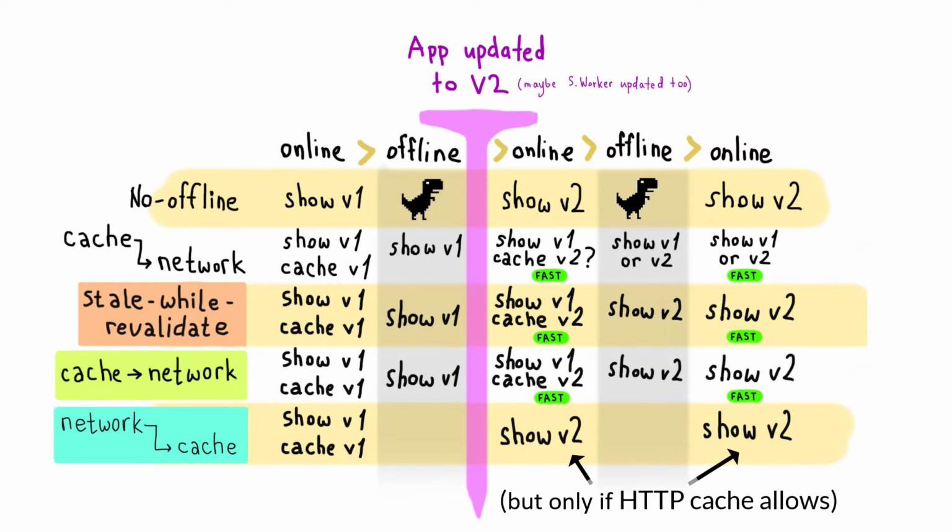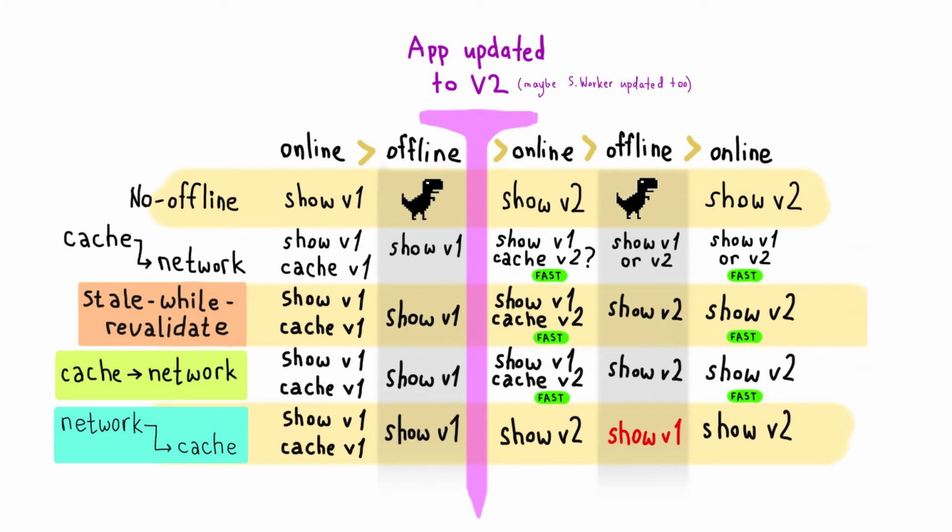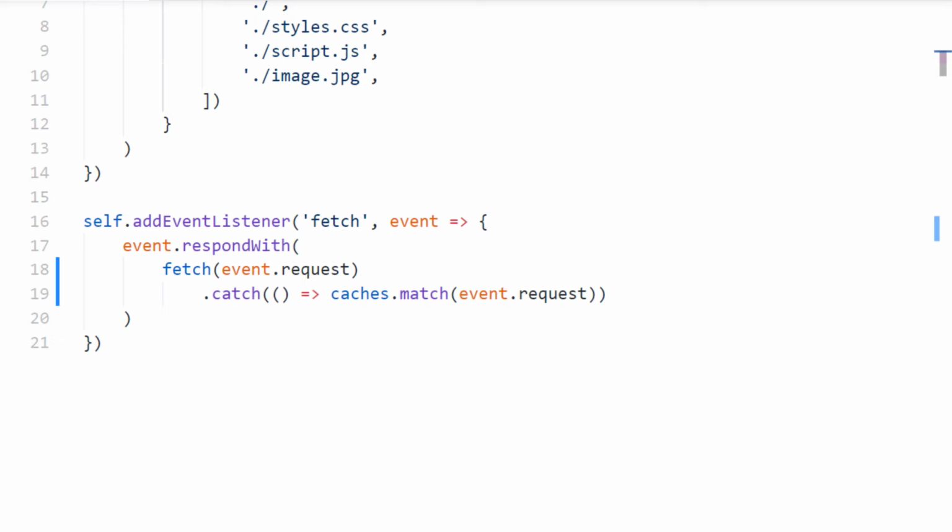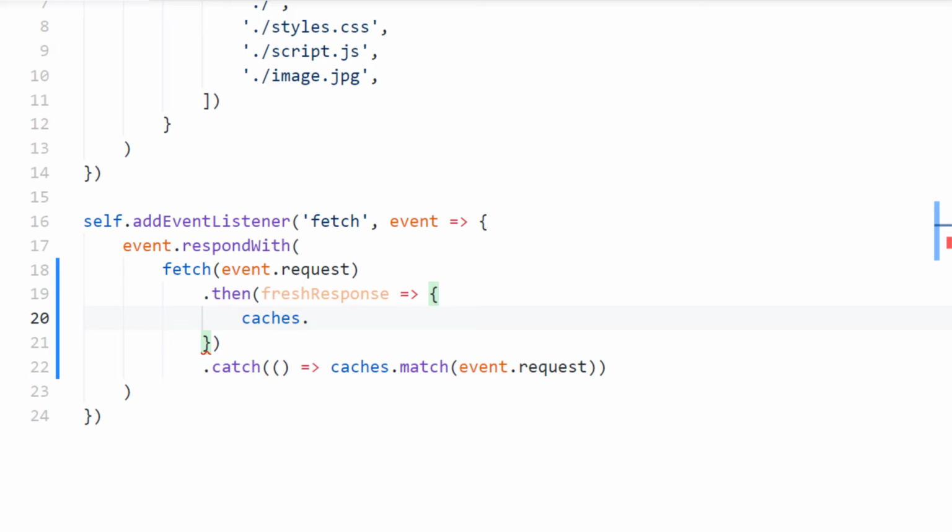And of course I should mention that freshness will depend on HTTP cache as well. And an offline user will always get an app, but it will be the very first version that was cached on installation. The reason is obvious. We never update the cache when we handle fetch events. So let's fix that.